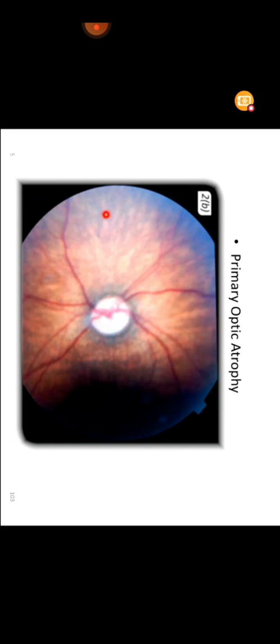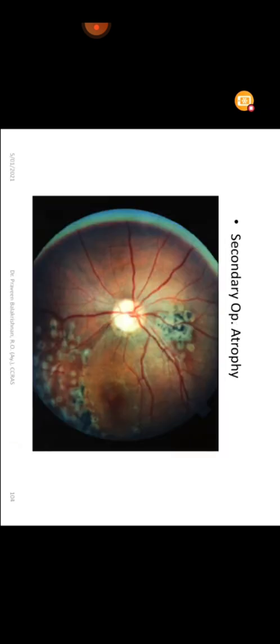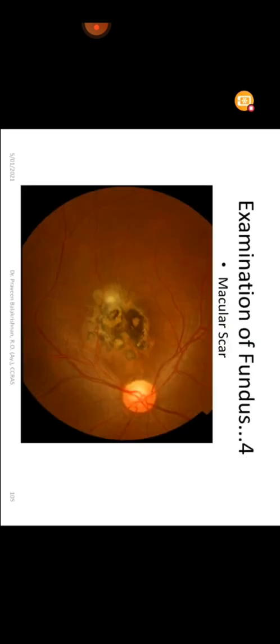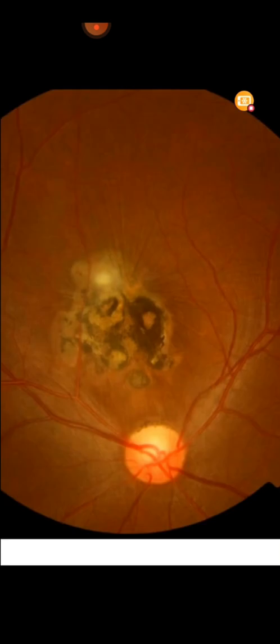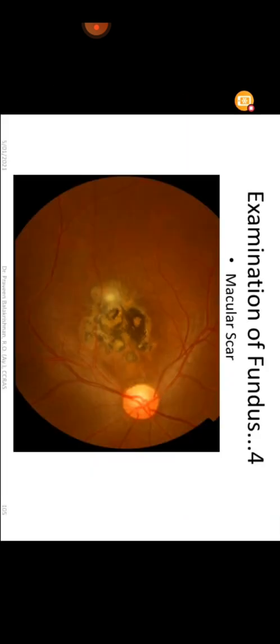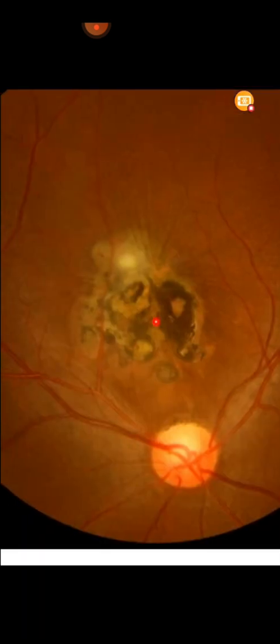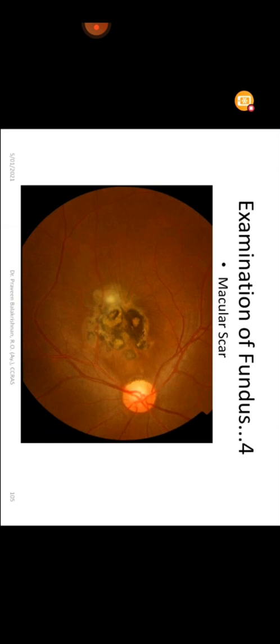You can see the degeneration that has happened, and then you can see a secondary optic atrophy that has happened here. It's yellowish, waxy yellow. Okay. Now in this picture, you can see there is a macular scar that has happened. See, macular scar. You can see the pulling lines here, the macular scar that has happened here, because of some hereditary macular diseases.